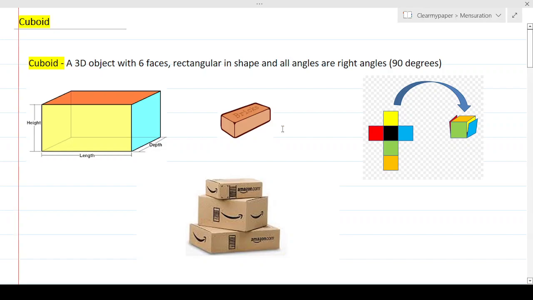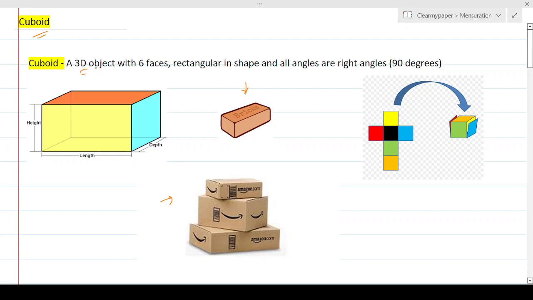Okay, let's start with the first 3D object, which is called a cuboid. And let's see what a cuboid is. In its simplest definition, we have seen cuboids every day. We use them in everyday life, whether it's a brick, an Amazon shipping box, a matchbox, a shoe box, or even a notebook. It's a cuboid. And what is a cuboid?